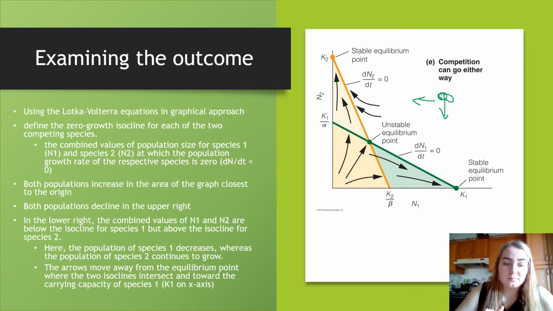And then if we start over here, both populations are going to increase. So we're going to go towards the right, and we're going to go up. So both are going to increase. But if we're in the lower right, where it's only shaded in green, that is where it changes a little bit and they're going to be different. We're going to see an increase in species 1 but a decrease in species 2. And if we go to the kitty corner, we'll see an increase in species 2 but a decrease in species 1.